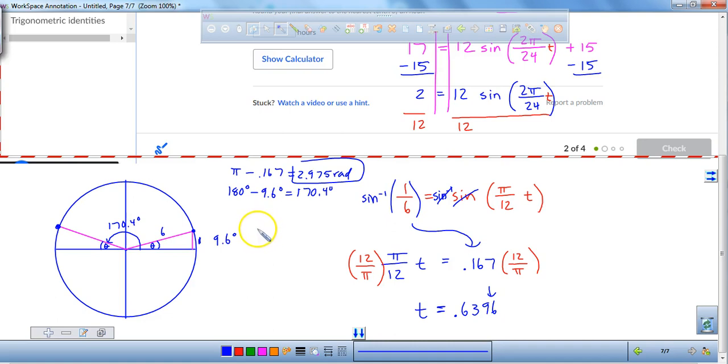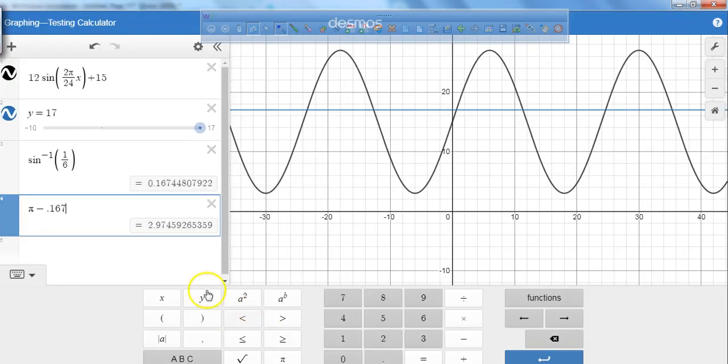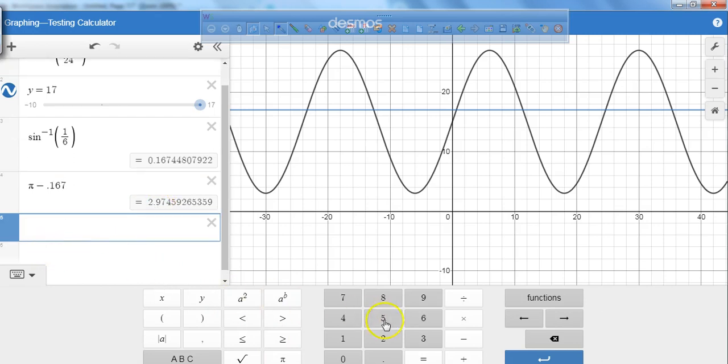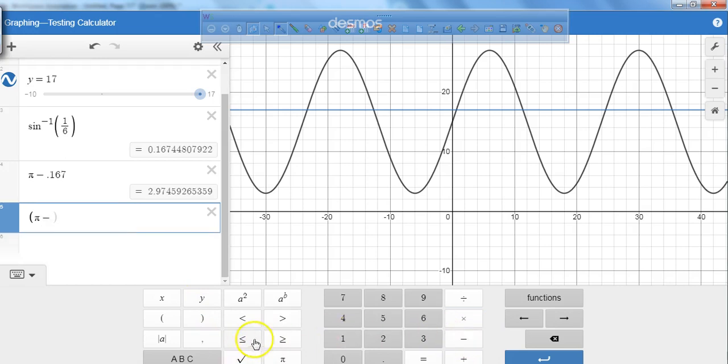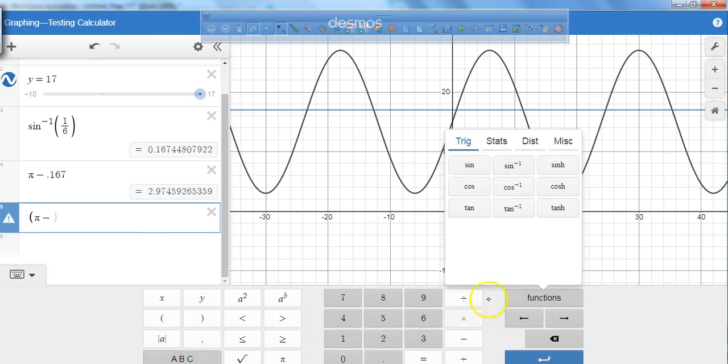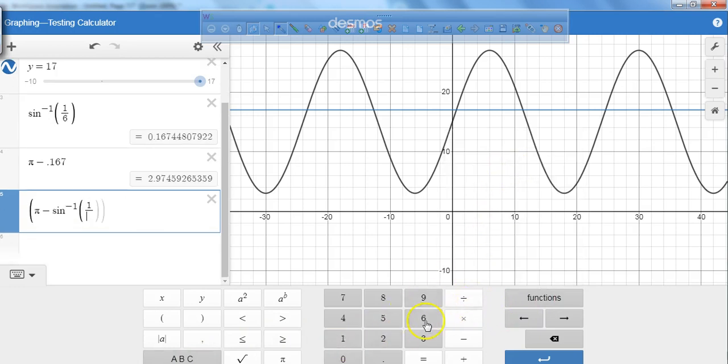So here's what I want you to see. I'm going to take that, and instead of multiplying 12 over pi times 0.167, I'm going to multiply it by this, and that should give me my second time. So I'm going to take, right here, the pi minus, and I'm going to do the whole thing here. I'll do the inverse of sine of 1 divided by 6. So take that, I'll try to make it as accurate as I can, and I'm going to multiply that by 12 divided by pi.